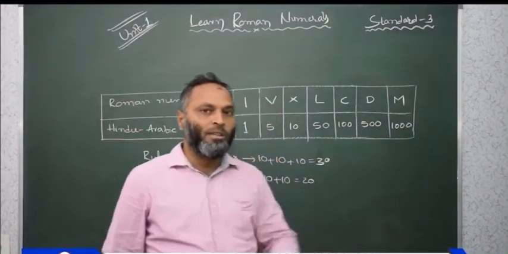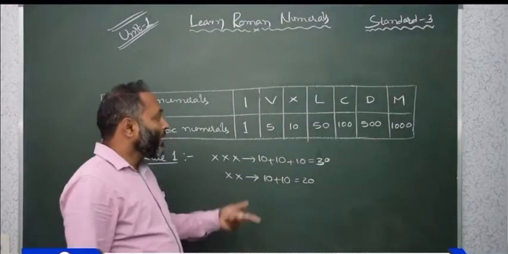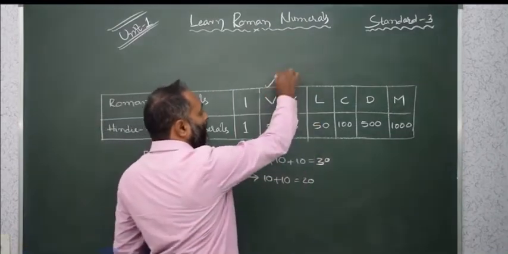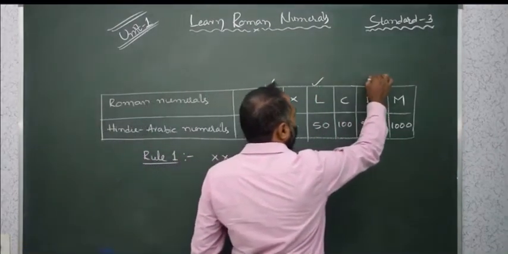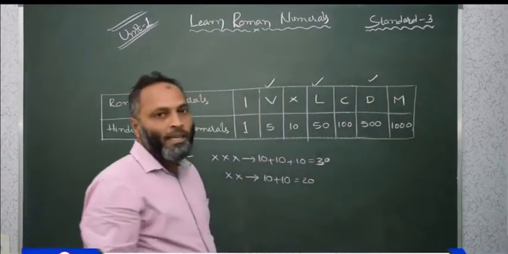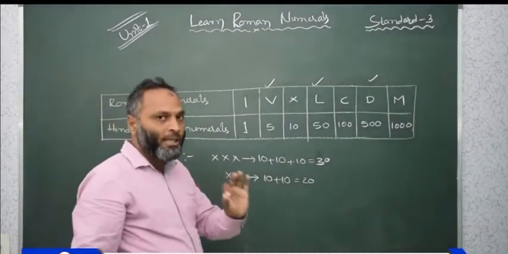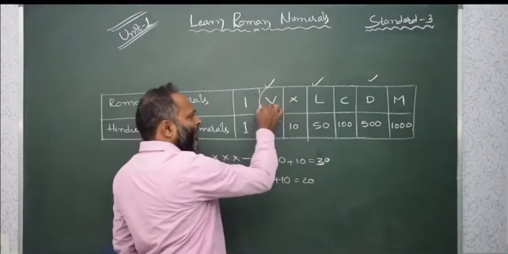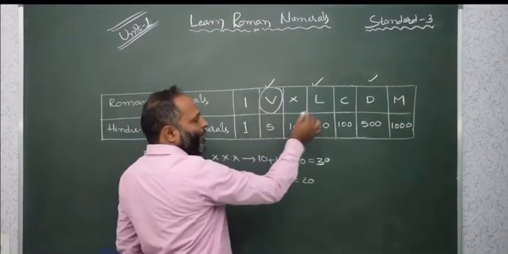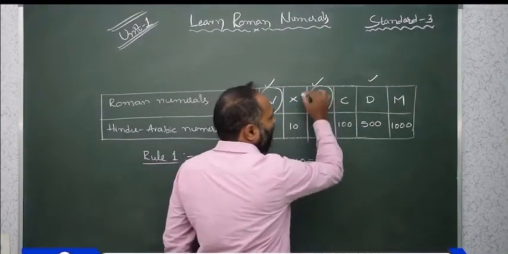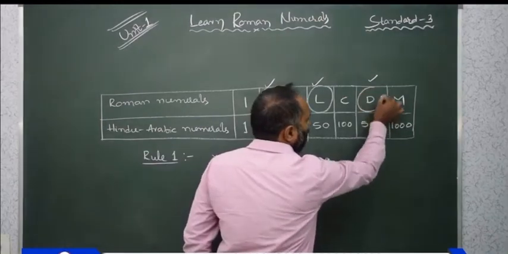In this first rule, V, L and D, these 3 letters never repeat. You have to remember this. V means 5, L means 50, and D means 500.